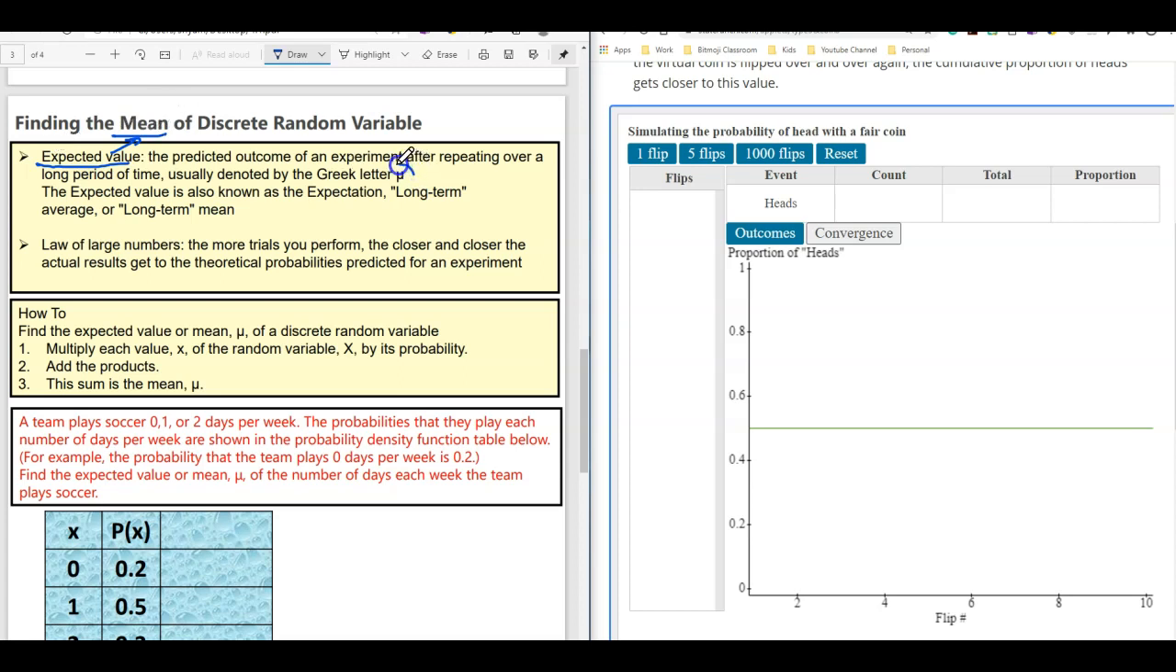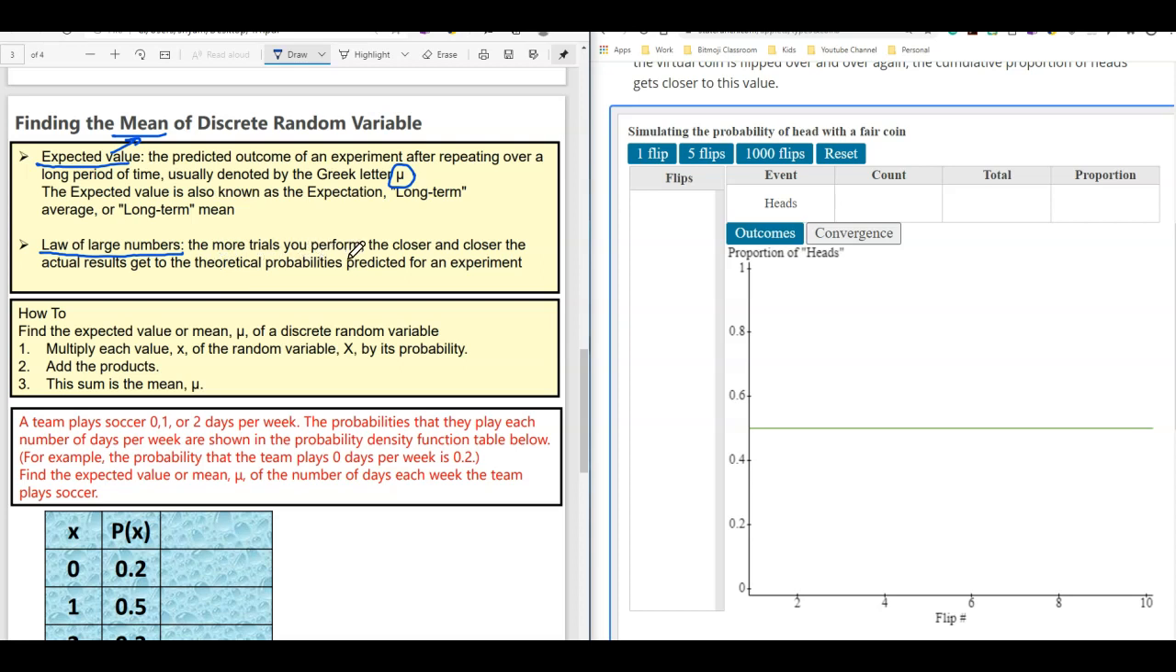So the mean is mu. Remember how we represent a mean? Mean of a population is mu. So expected value is the predicted outcome of an experiment after repeating over a long period of time, usually denoted by a Greek letter mu. The expected value is also known as expectation, long-term average, or long-term mean. So where does this come from? It comes from the law of large numbers. So what does that mean?